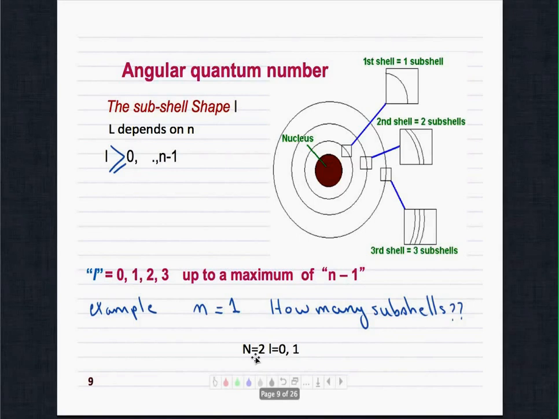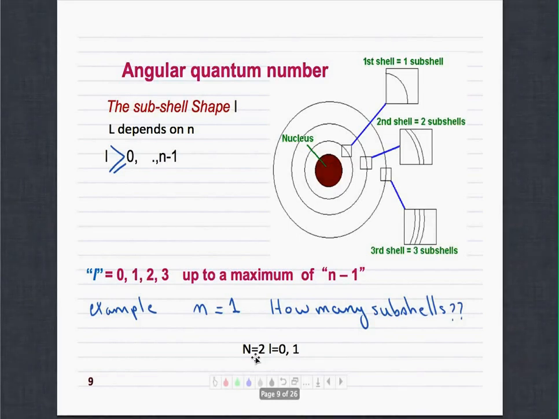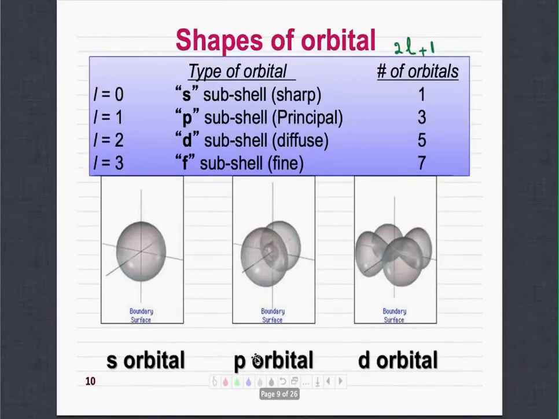So the L definitely depends on N. So if N equals 3, we're going to go over all the details. I'll just wait a minute until you write down those. Okay. Now what does L equal, for example, when L equals 0, L equals 1, L equals 2, and L equals 3, what do those mean?